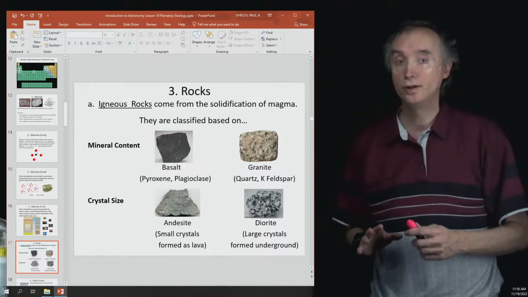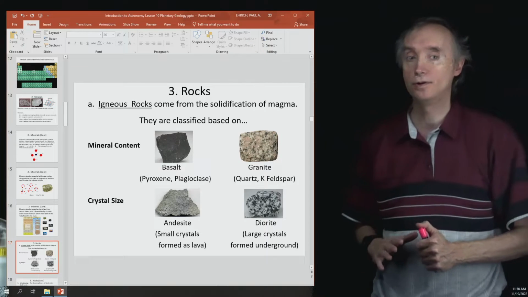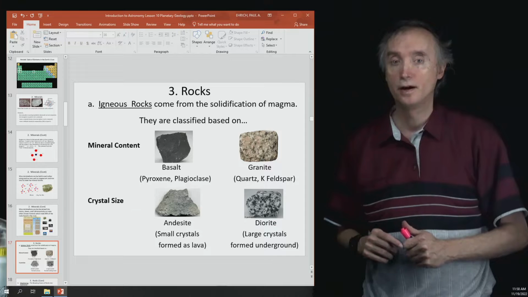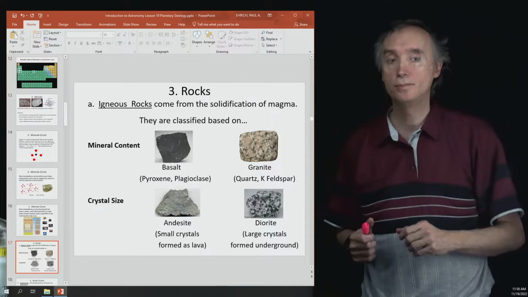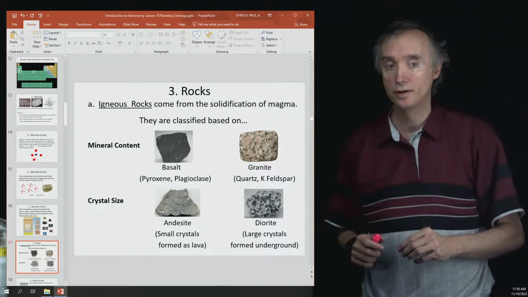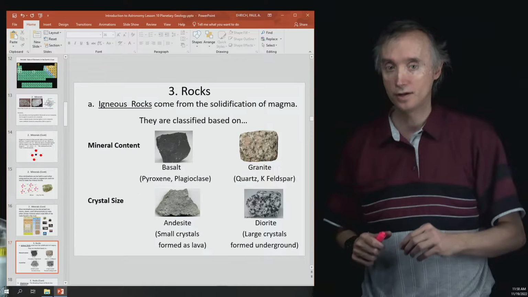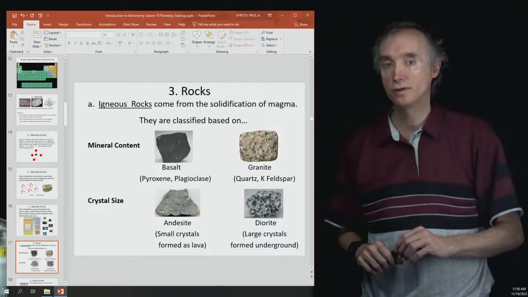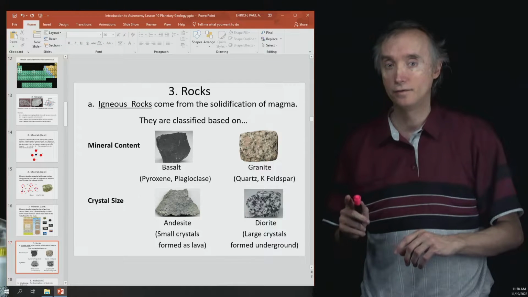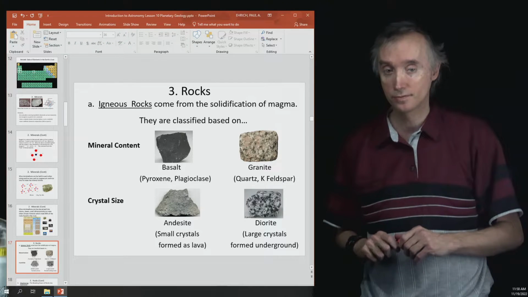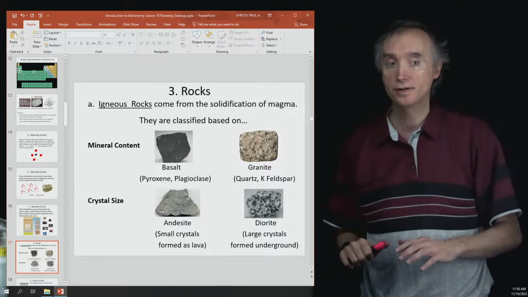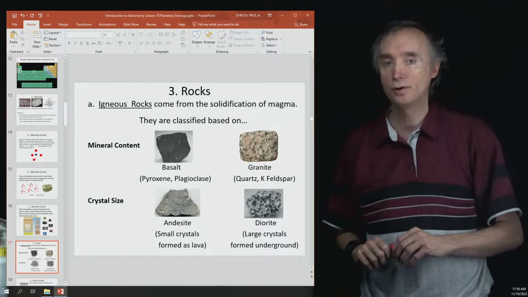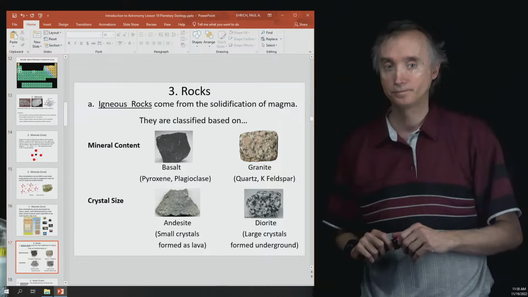Now the two igneous rocks that I want you to know are basalt and granite. Basalt is what the ocean floor is composed of. So the igneous rocks that make up the floor of the ocean are composed of the igneous rock basalt, and the continents at their cores are mainly composed of granite.